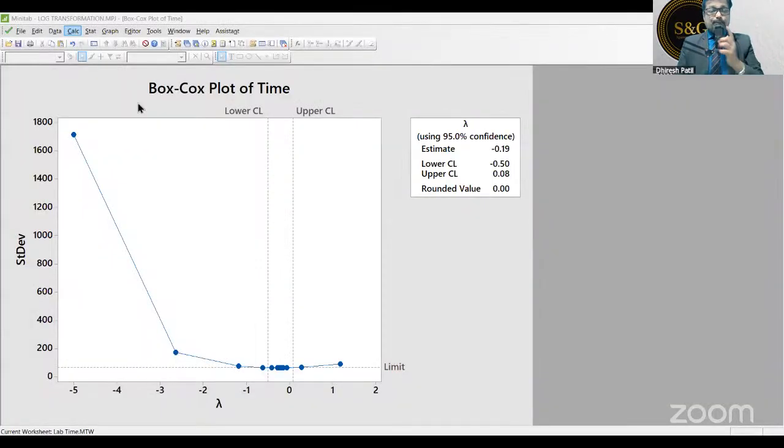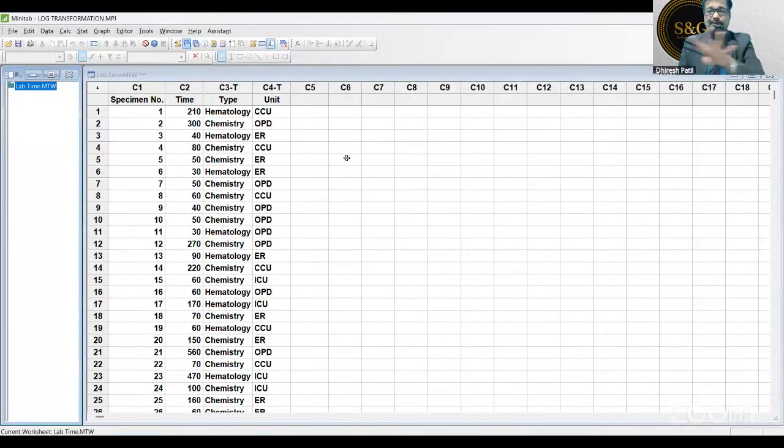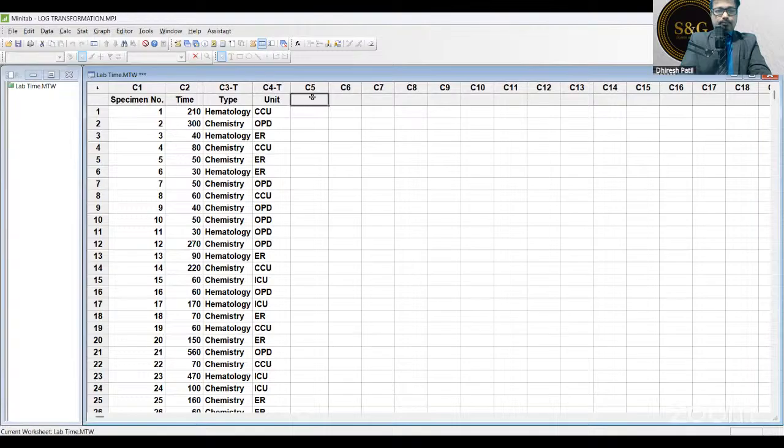Okay, now so I was talking about the Minitab file. So now how do we transform? Go to calc. Now this is the most important stuff. Let's go back to the data. Now we have four columns, C1, C2, C3, C4, which are already filled up. So the C5 column is empty. What we are doing is converting the C2 column, which is time, into a log column here in C5.